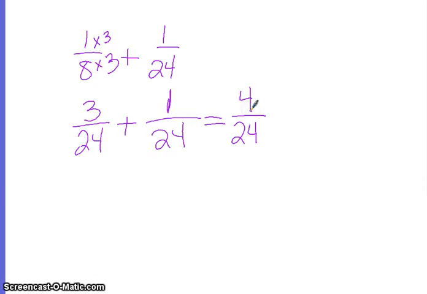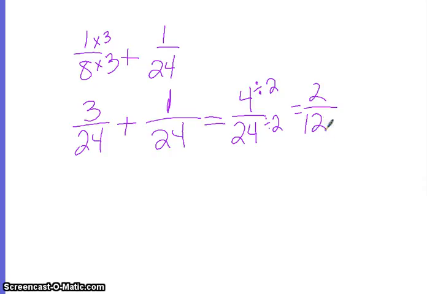Now, really we want to simplify that, so I have to think, what number goes into both 4 and 24? Well, if you start with 2, because they're both even numbers, we know that 2 goes into both 4 and 24. So we could divide the top and the bottom by 2, and we get 4 divided by 2 is 2, and 24 divided by 2 is 12.